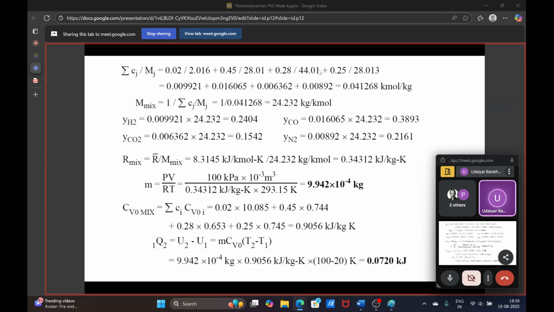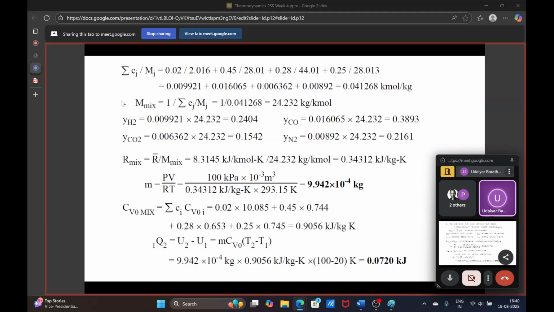So the total number of moles will be 0.02 divided by 2 for hydrogen, 0.45 divided by 28 for carbon monoxide, 0.28 divided by 44 for carbon dioxide, and 0.25 by 28 for nitrogen. That will sum out to 0.041268 kilomole per kg. So for 1 kg of the mixture, you have 0.041268 kilomoles of the gases.